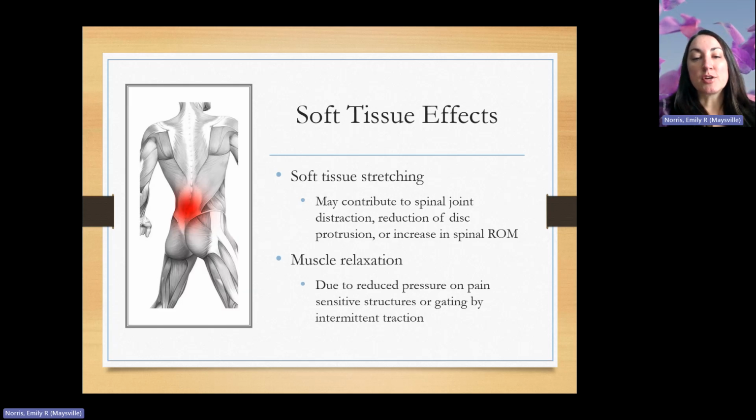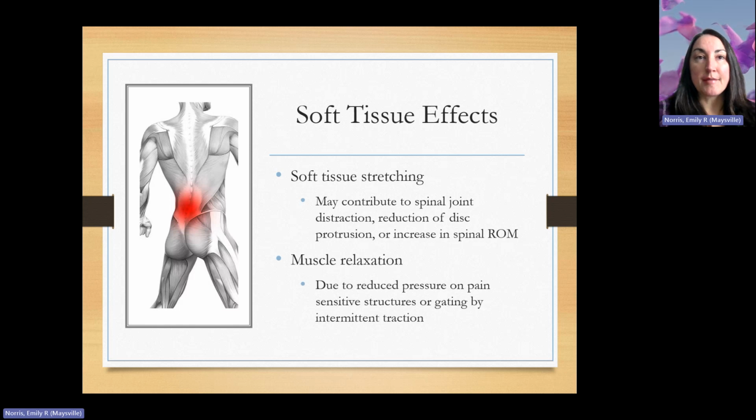Some of the effects, it stretches and relaxes the soft tissue. So this tissue stretching can contribute to more distraction, reduction of disc protrusion, increase in range of motion, just kind of taking the pressure off that area. Muscle relaxation due to reduced pressure on pain sensitive structures or gating by intermittent traction.